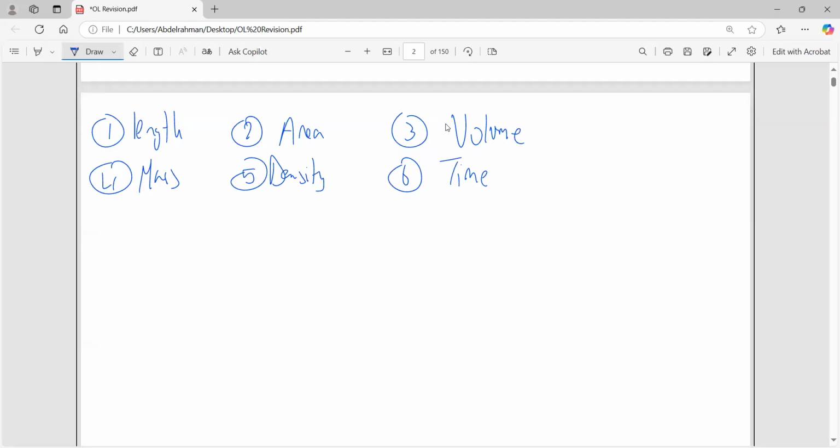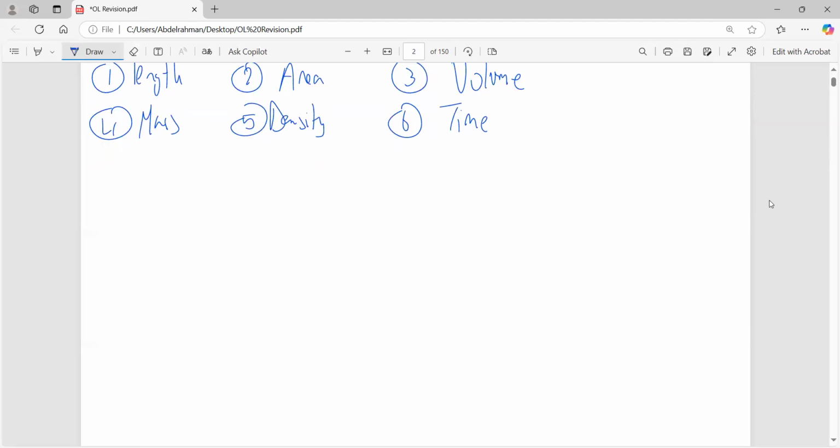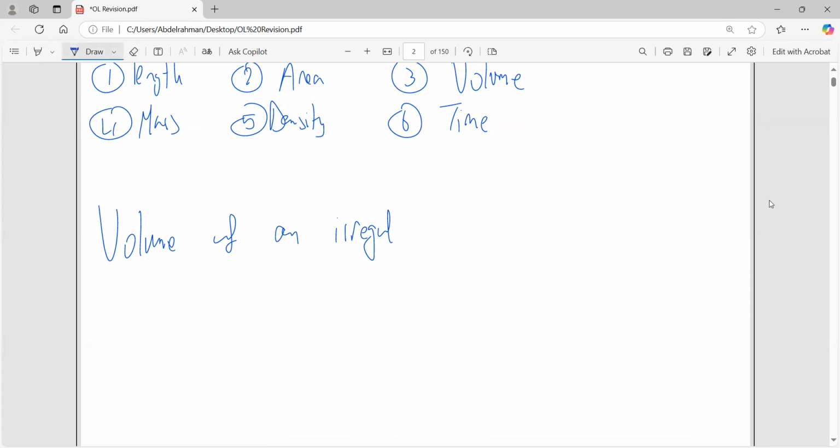When we talked about the volume, to find the volume of an irregular shape, how can we find it? Irregular shape, using a measuring cylinder.